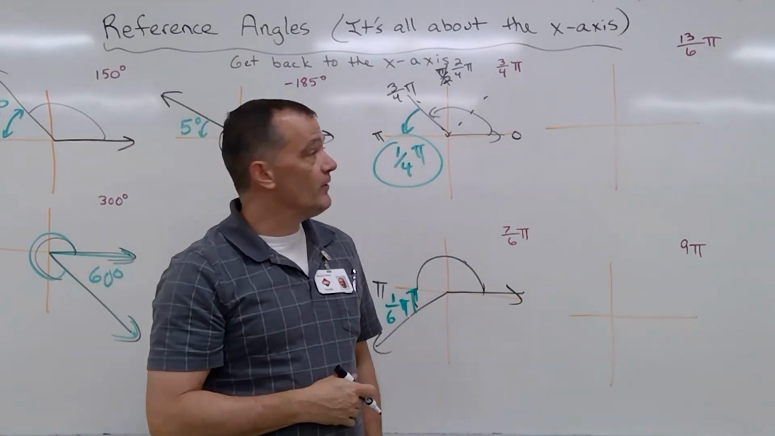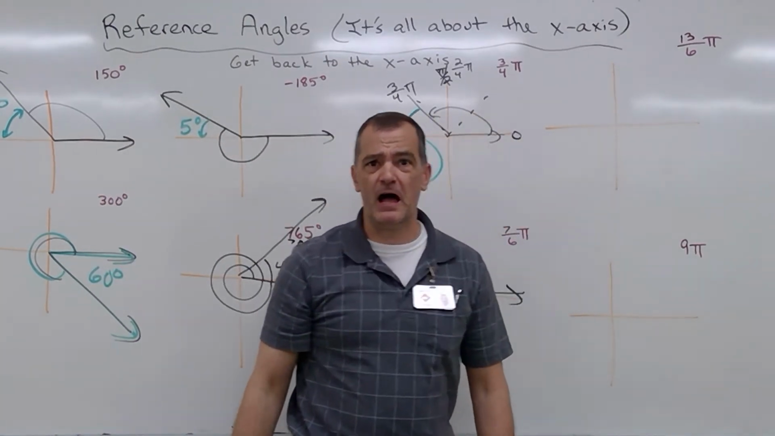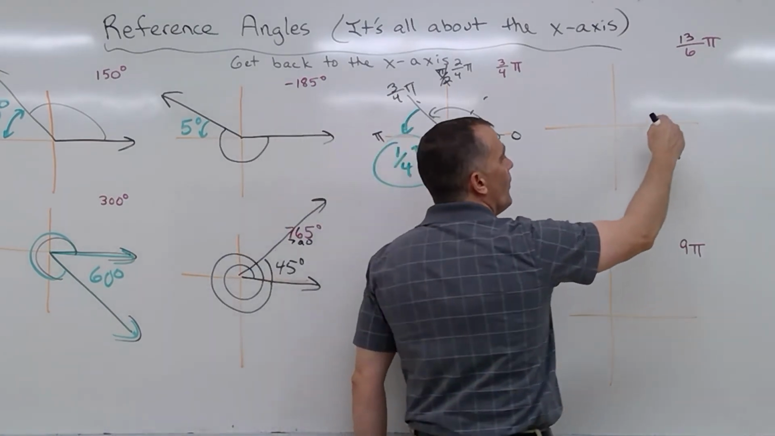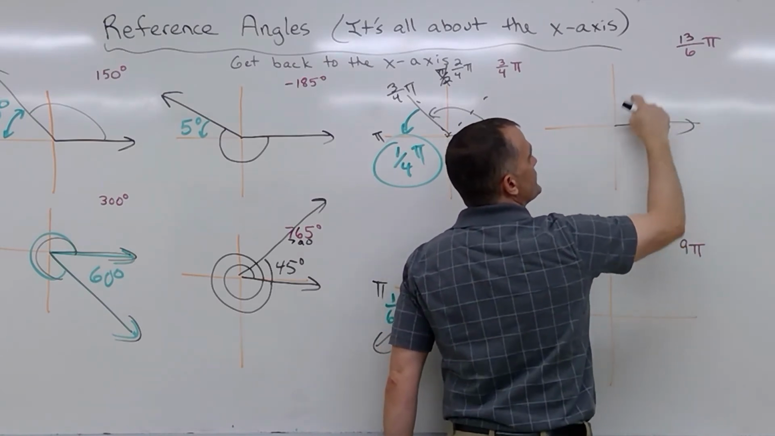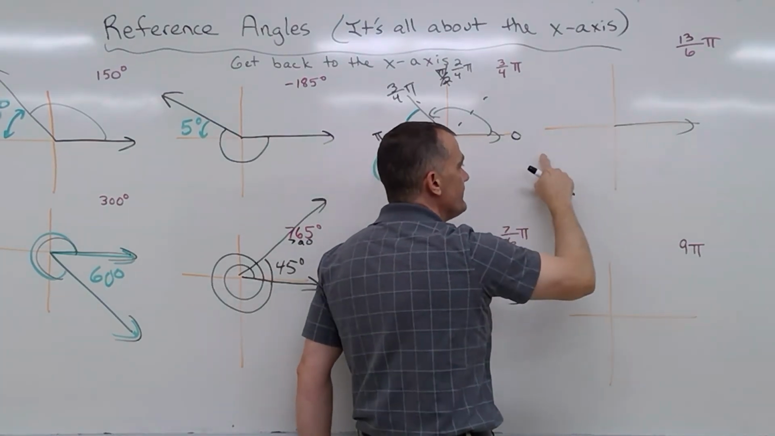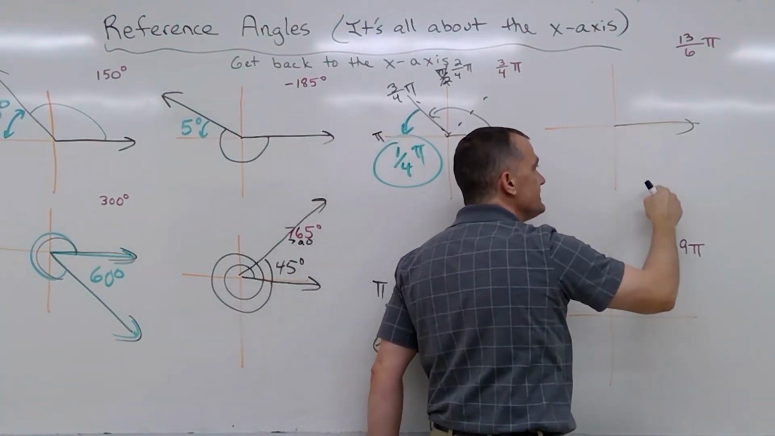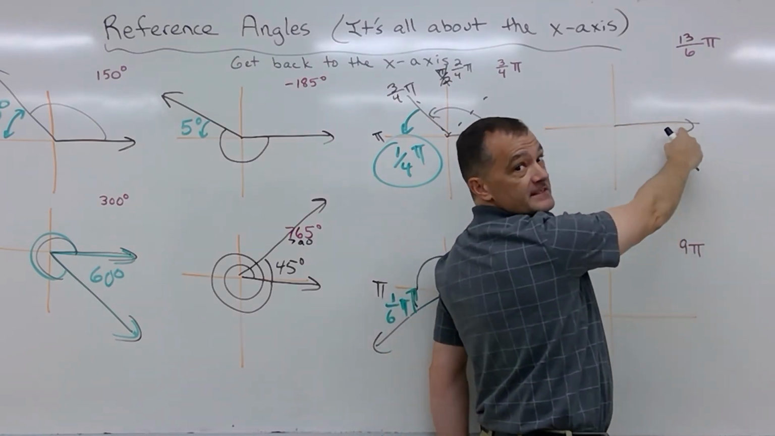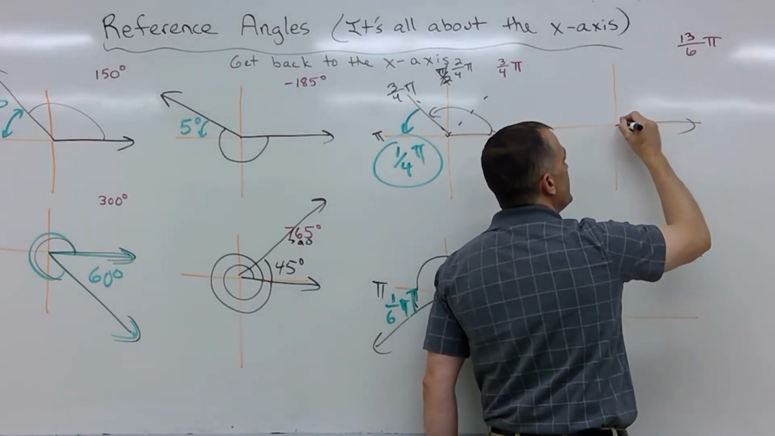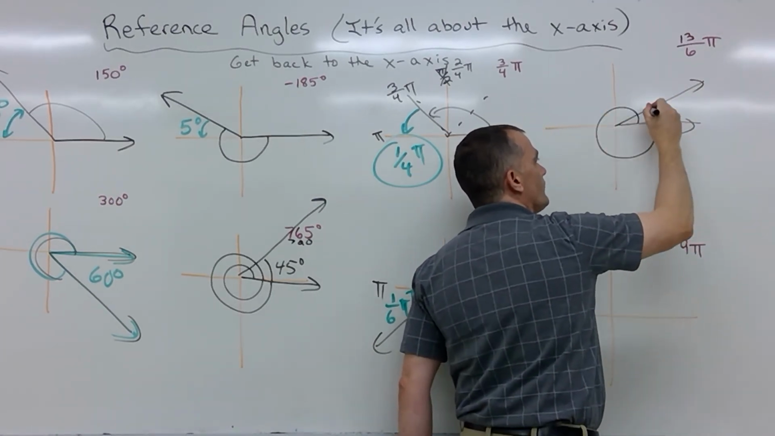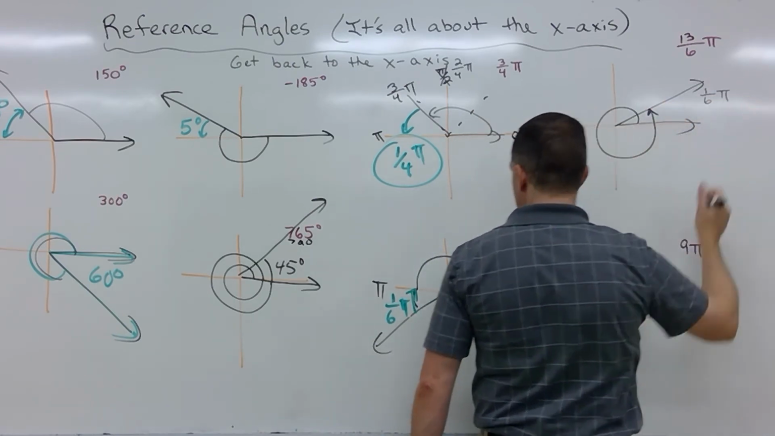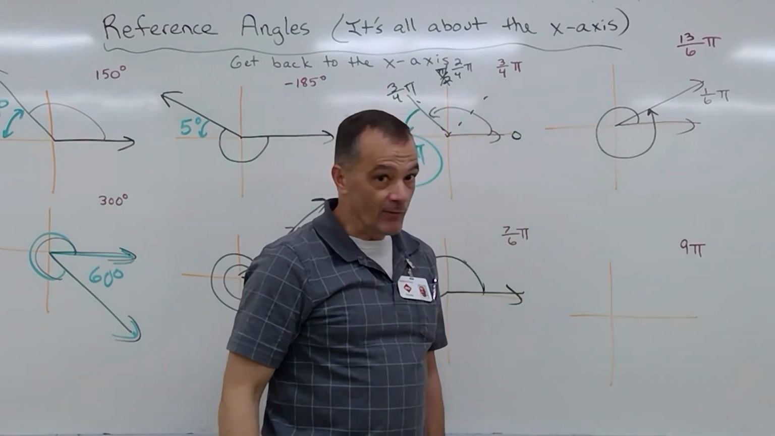13/6 pi. We could have fun with that one. You're saying, well, what is 13/6 pi? I'm so confused. I can't do radians. Yes, you can. Again, here's our angle. 1/6, 2/6, 3/6, 4/6, 5/6, 6/6, 7/6, 8/6, 9/6, 10/6, 11/6, 12/6, which is 2 pi, 360 degrees. So that's 12/6. Then up here is 13/6. So we went all the way around, and from 12/6 to 13/6 was 1/6. That is our reference angle once again.